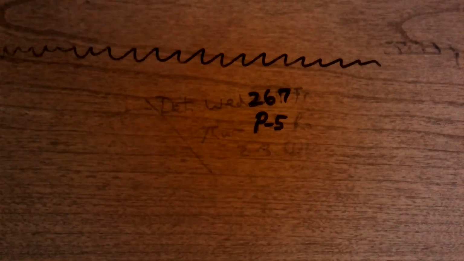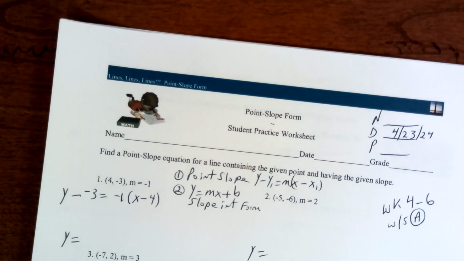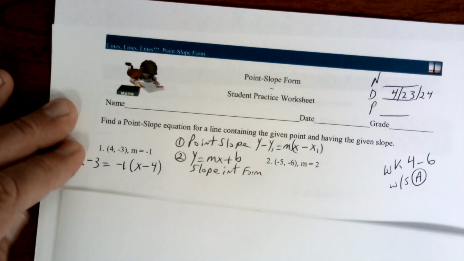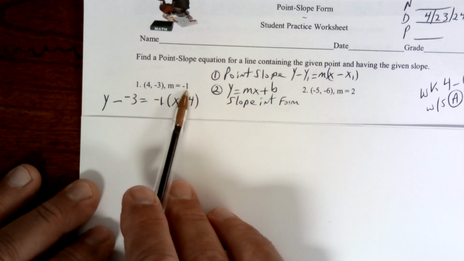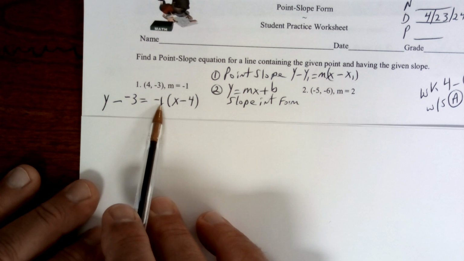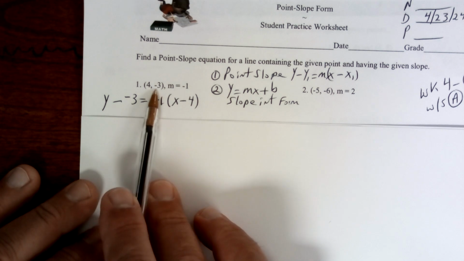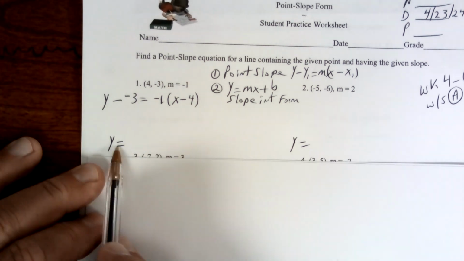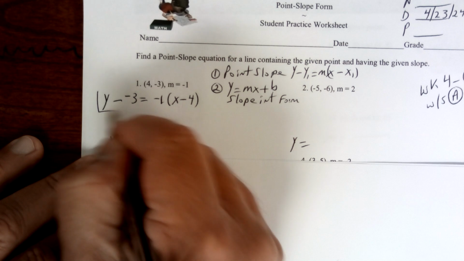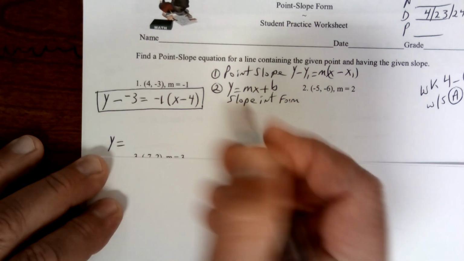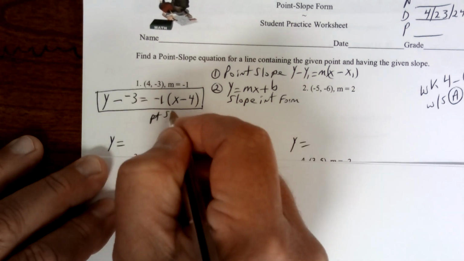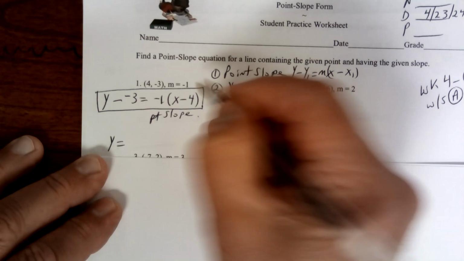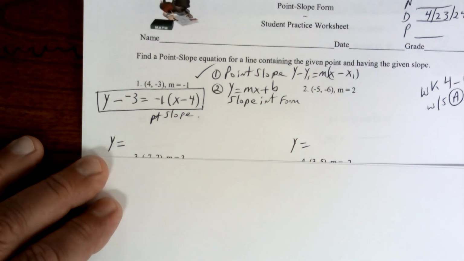Okay? Let's talk about number one. Okay, so number one, they already give you the slope, so I plugged it in. They give you the point. Remember, the second one goes first. Okay? But now I want you to solve for y. So box this in and put point slope, because that's what that is. So we did the first thing I wanted you to do. Check. Now let's solve it.